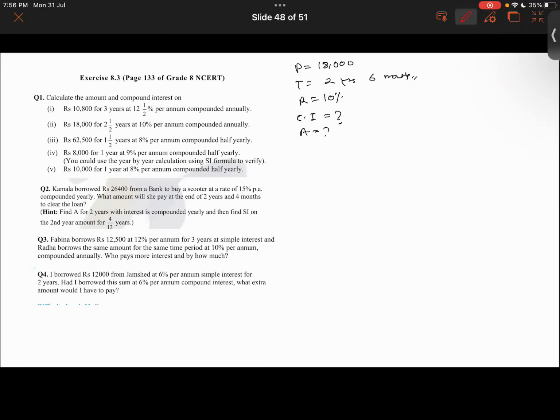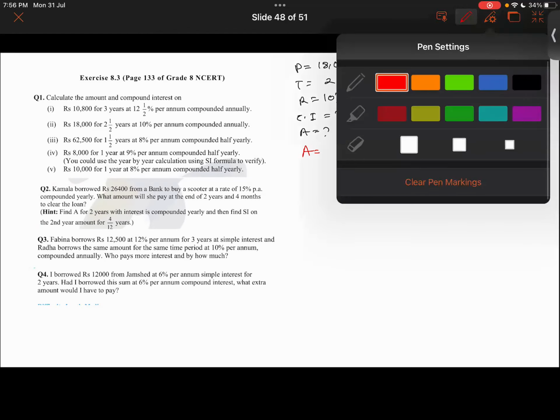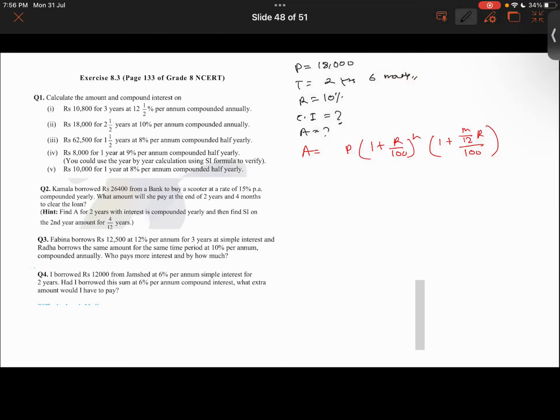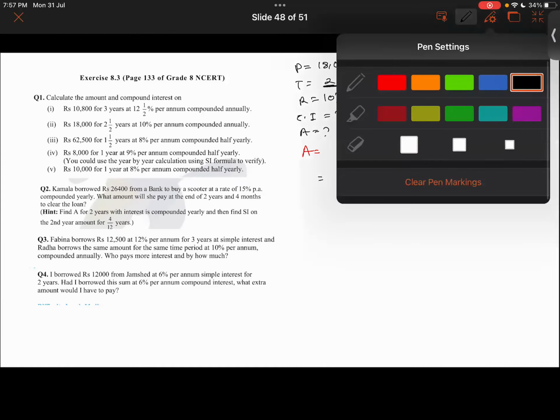So amount equals P into (1 plus R upon 100) to the power N, into (1 plus M upon 12 into R upon 100). We are not raising it to M or N here. Why? Because it's in months here. Now solve it. 18,000 multiplied by (1 plus 10 upon 100) raised to the power 2 here. The number of years is 2, isn't it? The number of months is how much? 6, no? Yes.